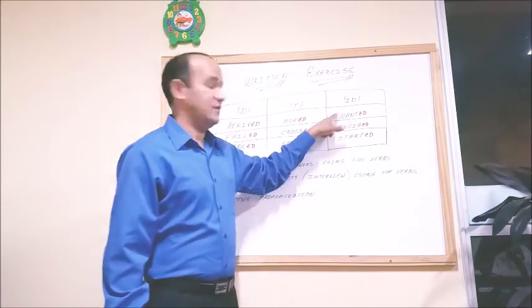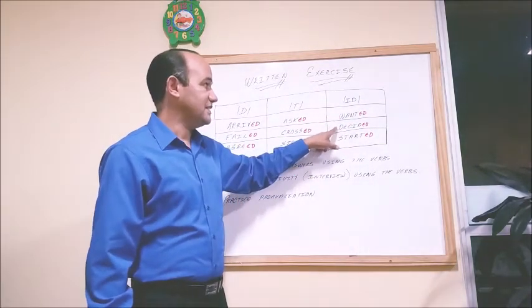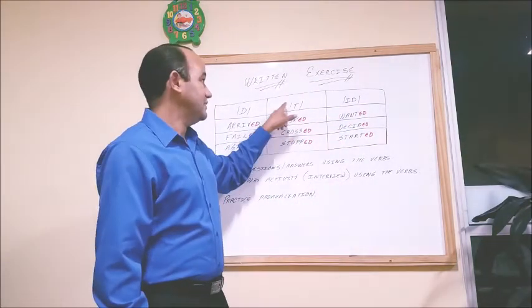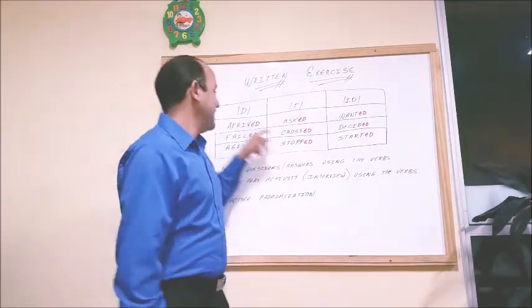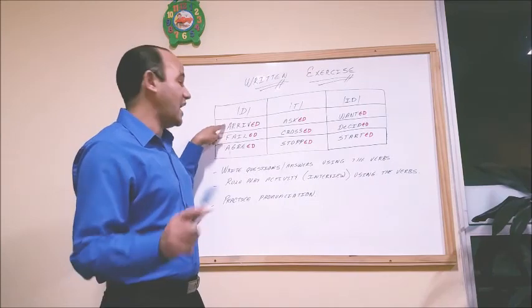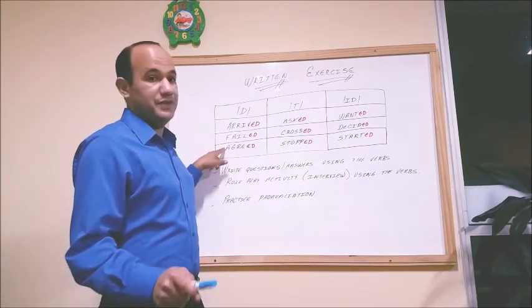In ed sound, we have the verbs wanted, decided, and started. T sound, we have the verbs asked, crossed, and stopped. And with this sound, we have the verbs arrived, failed, and agreed.